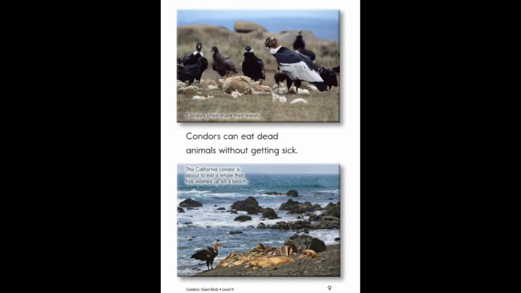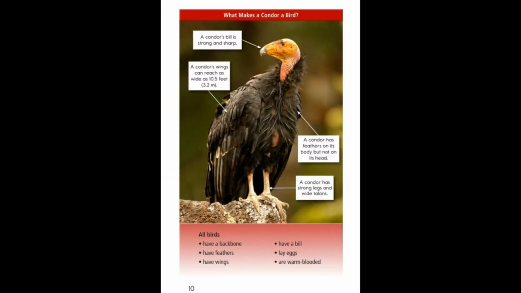What makes a condor a bird? Well, good question, I'm sure. A condor's bill is strong and sharp. A condor's wings can reach as wide as 10.5 feet, or 3.2 meters. A condor has feathers on its body, but not its head. A condor has strong legs and wide talons.